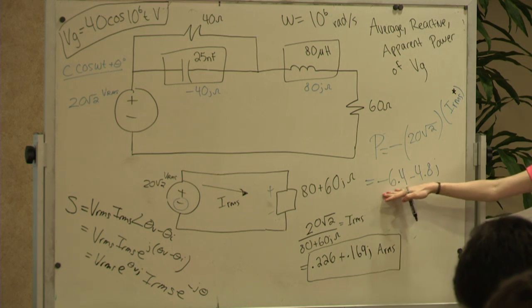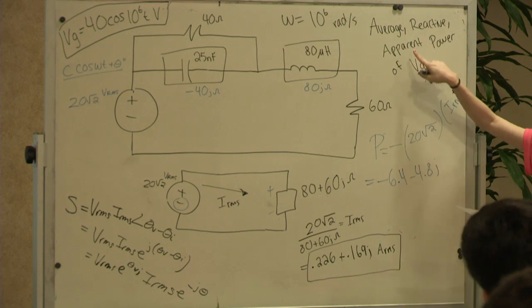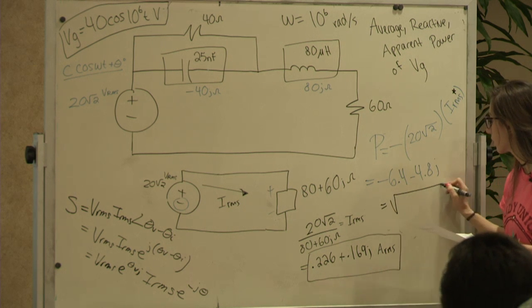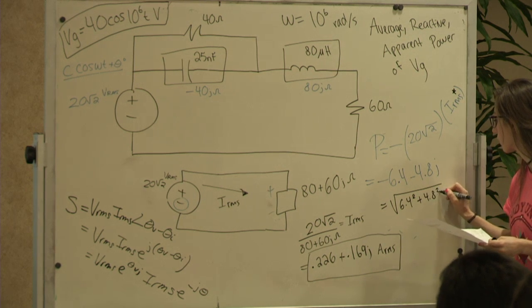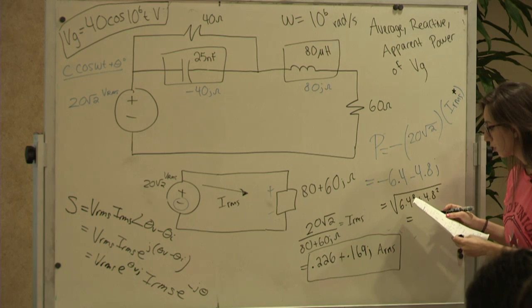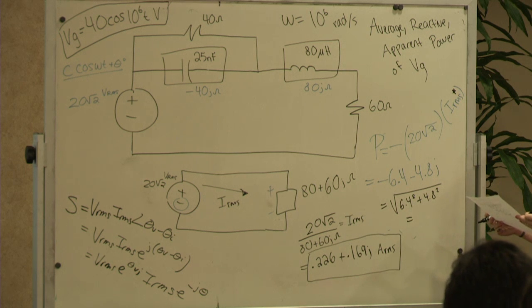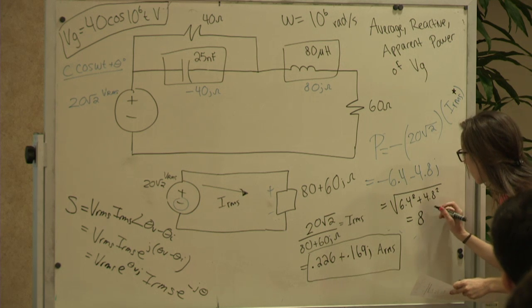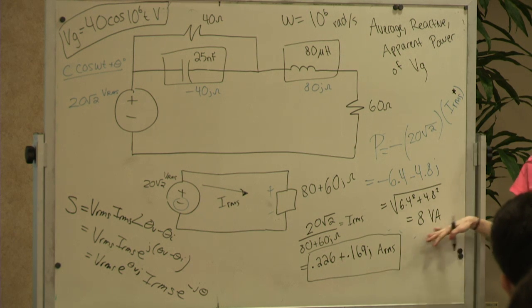So now we want average, reactive, and apparent power. Apparent power is the magnitude of that, which will give you, I believe, 8 volt amps. This is volt amps. That's apparent power.